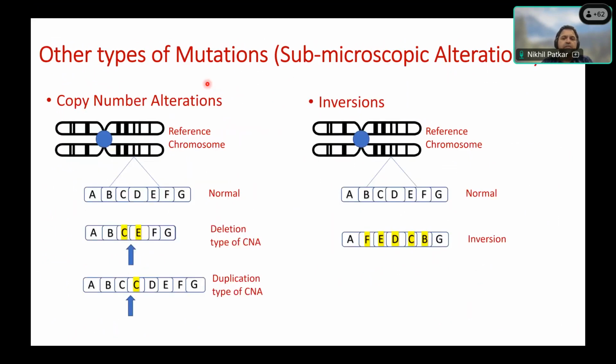There are other types of mutations which occur at a submicroscopic level. These are again detected through techniques such as next-generation sequencing. For example, deletion of a particular region of the chromosome, a duplication type of copy number alteration, and an inversion wherein an entire segment of the genome gets inverted.